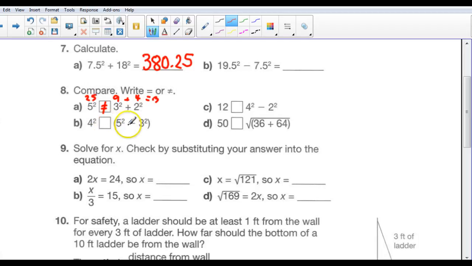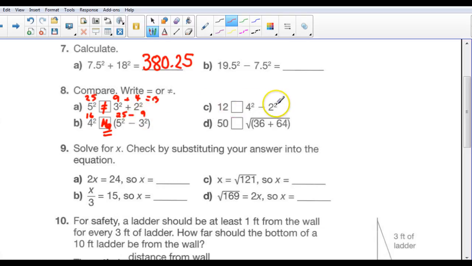Okay, 4 squared is equal to 5 squared minus 3 squared. Okay, well, 5 squared is 25, minus 3 squared is 9, and 4 squared is 16. And 25 subtract 9 is 16. Whoop. So it is, sorry, I put it is equal to. Okay, so 4 squared is equal to 5 squared minus 3 squared.